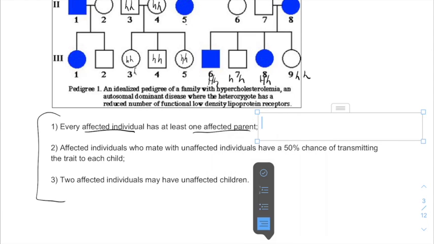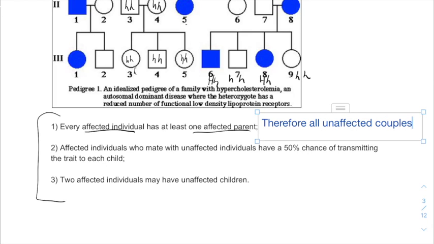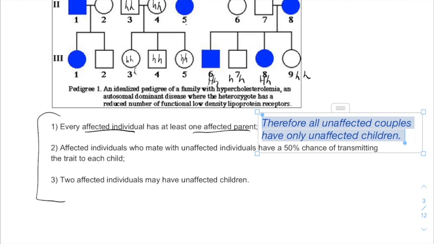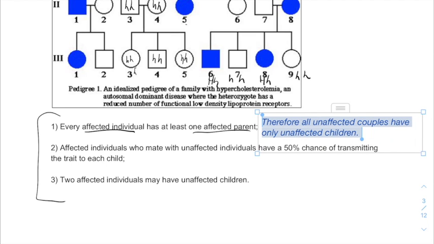If the requirement is that every affected individual has at least one affected parent, then therefore all unaffected couples have only unaffected children. So there's another criteria you can use. If you are looking at a pedigree and it fits these three qualities, then we could say that it is a dominant trait that we're measuring.